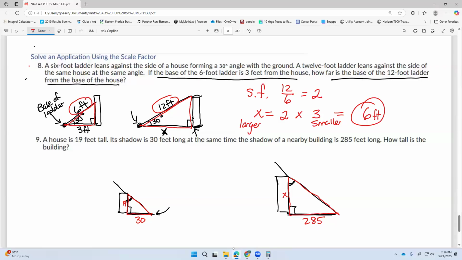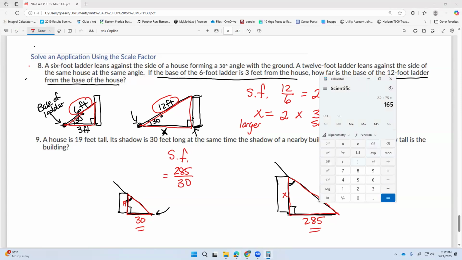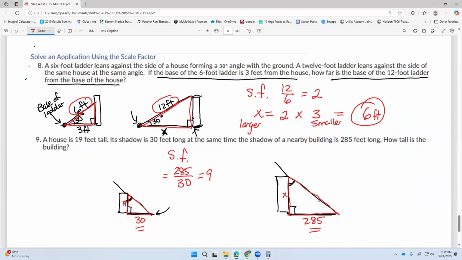Okay, so how do we find the scale factor? We have to look for corresponding sides. We know that the highlighter does not want to work. All right, so we know that the 30 corresponds to 285. So we always divide the larger by the smaller, 285 divided by 30 to get our scale factor. Let's see what we get. 285 divided by 30 is 9.5. So that's our scale factor. The larger triangle, in other words, is 9.5 times bigger in dimensions.